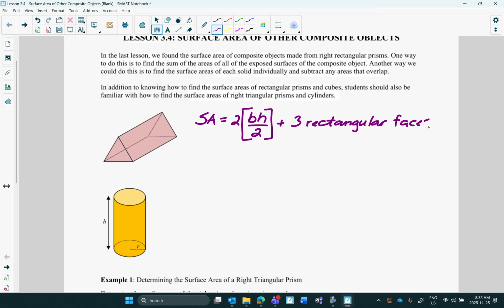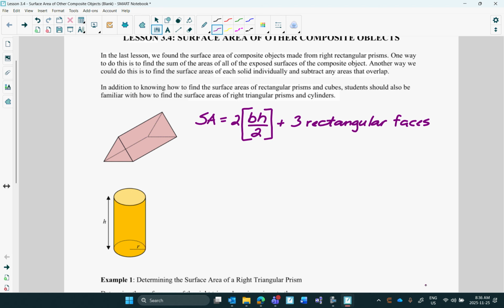Now you got to be careful with this because sometimes the 3 rectangles will all be the same. Sometimes only 2 of them will be the same. Sometimes all 3 will be different. It depends on what the triangular prism looks like. Okay, but we'll see some examples.